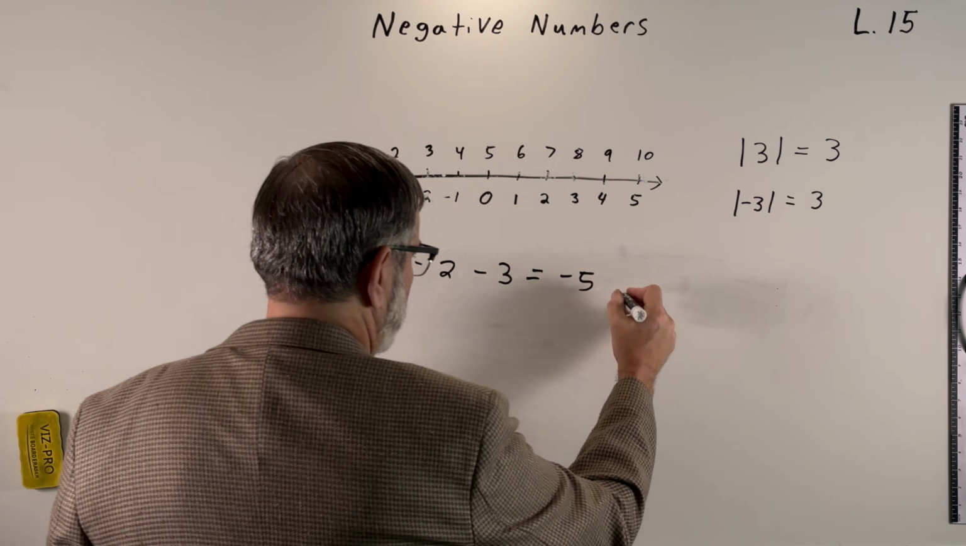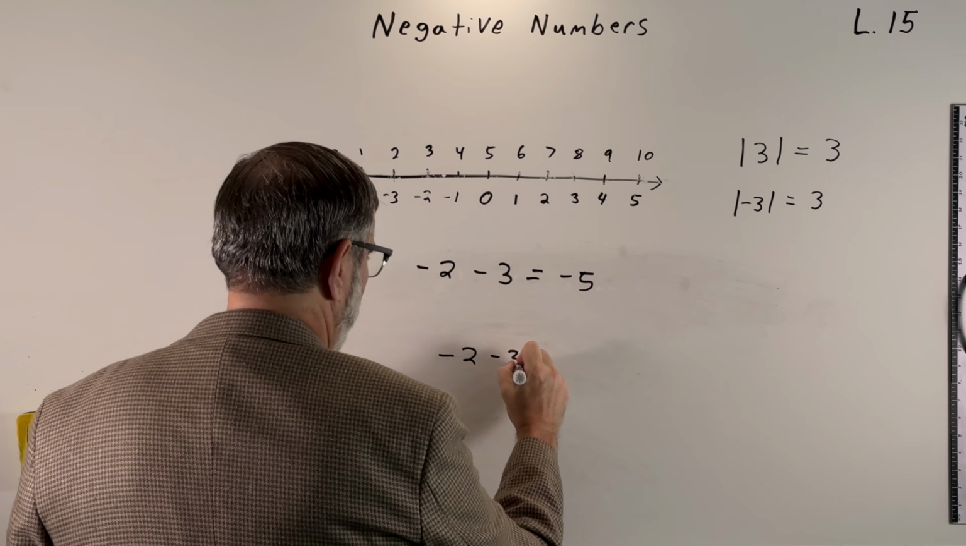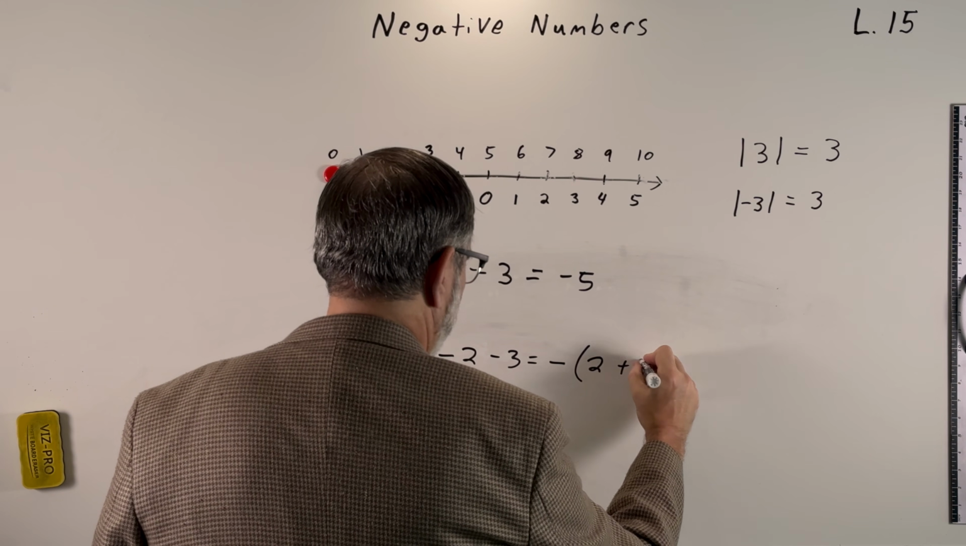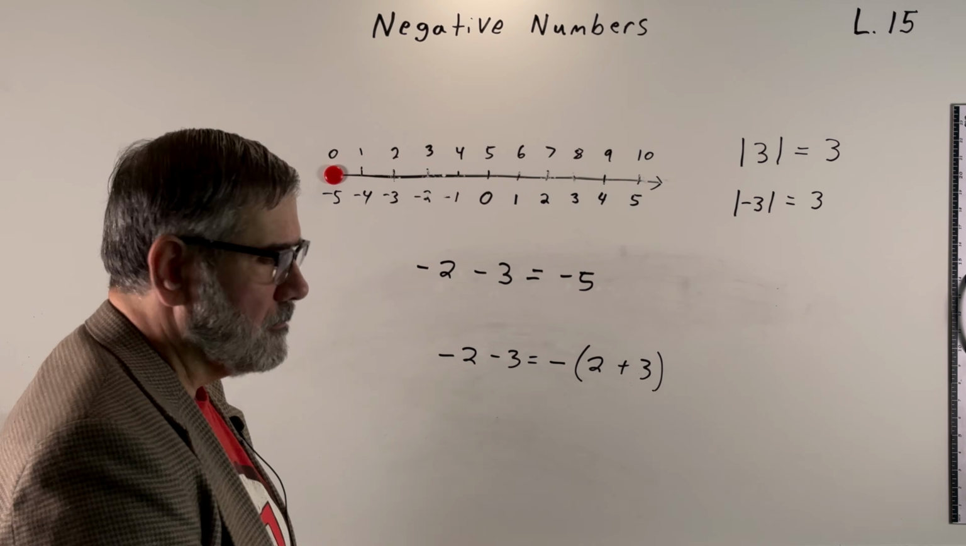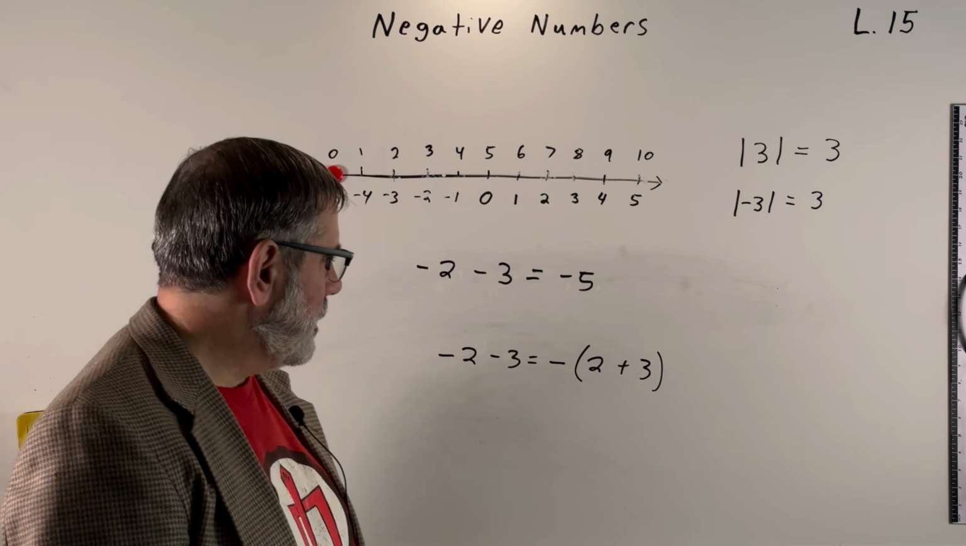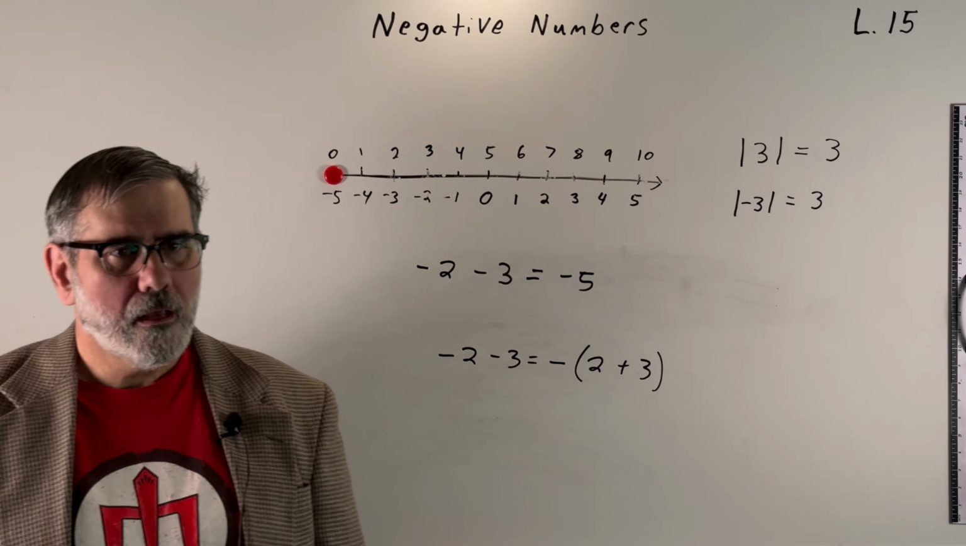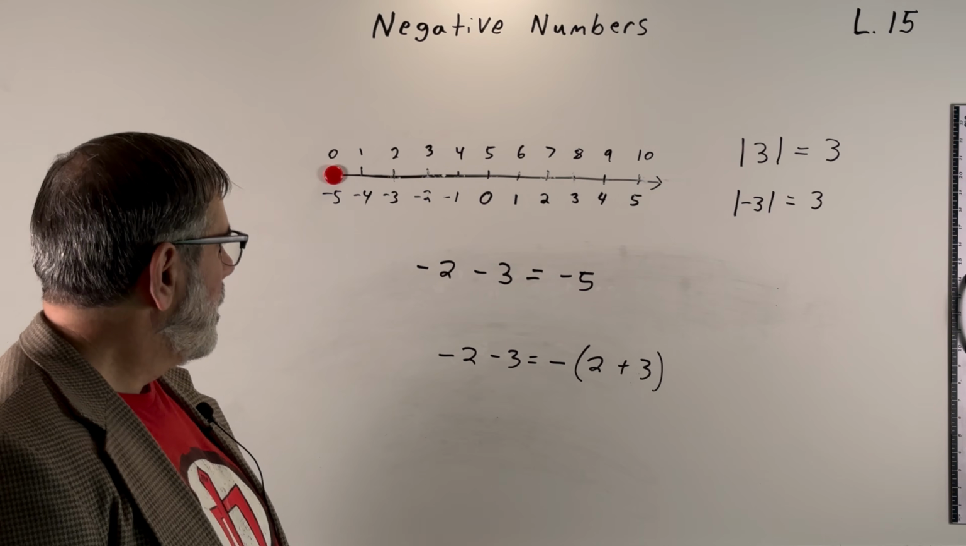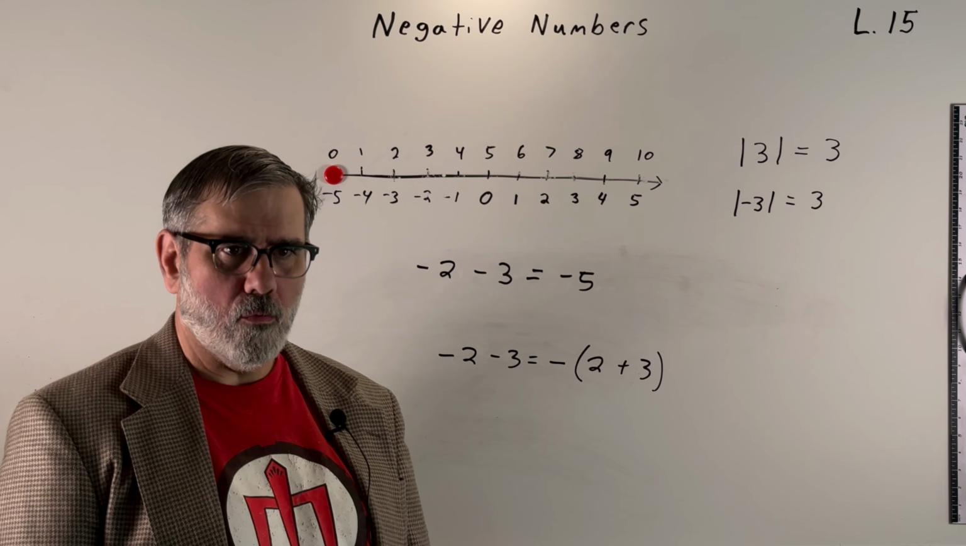So you can think of this, minus 2 minus 3 is equal to minus 2 plus minus 3. Now there's a useful analogy, I think it comes from James Tanton of the Mathematical Association of America. It's called posts and holes.